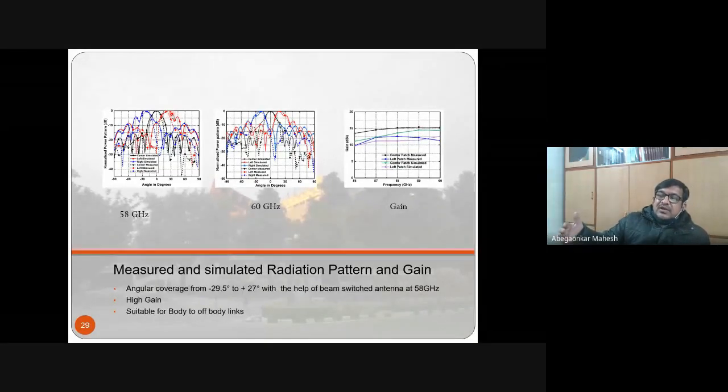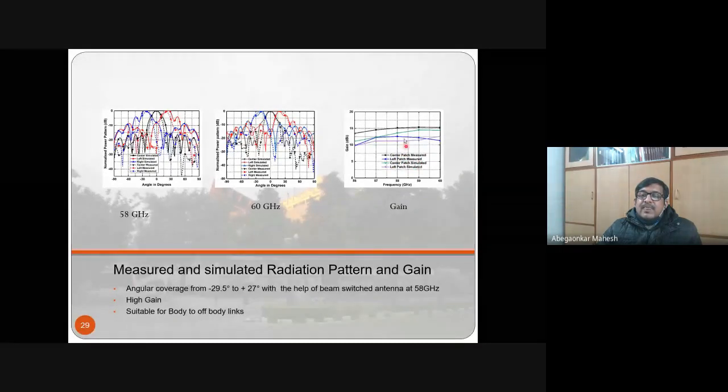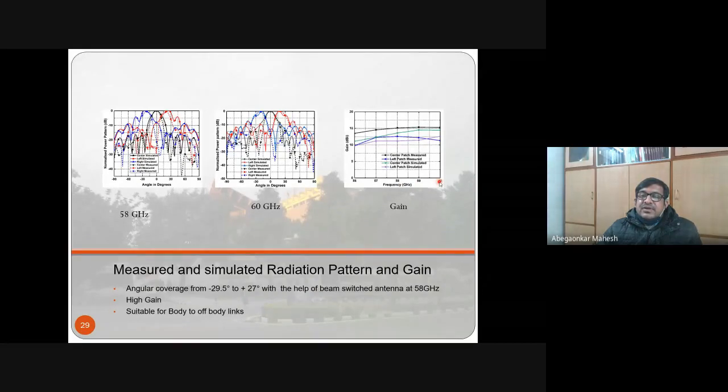So gain is about 10 dBi for all the cases. Center patch measured, left patch measured, center patch simulated, left patch simulated. You'll see that the gain is all above 10 dBi in the entire frequency band, 56 to 60 gigahertz, right? And it matches quite closely with the simulated one. The green curve and this purple curve here show the simulated ones, whereas the black and blue show the measured ones. So there is good matching between the measured and simulated.